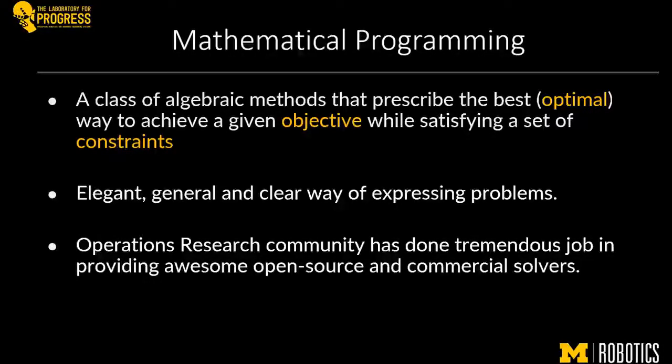Another nice thing about mathematical programs is that the optimization research community has done a tremendous job in providing some really fast and great open source and commercial solvers for solving mathematical programs. So suppose you can express your problem in a mathematical program formulation. You could basically just call an off-the-shelf solver to solve it for you and give you some feasible and optimal values, depending on your formulation of the problem.